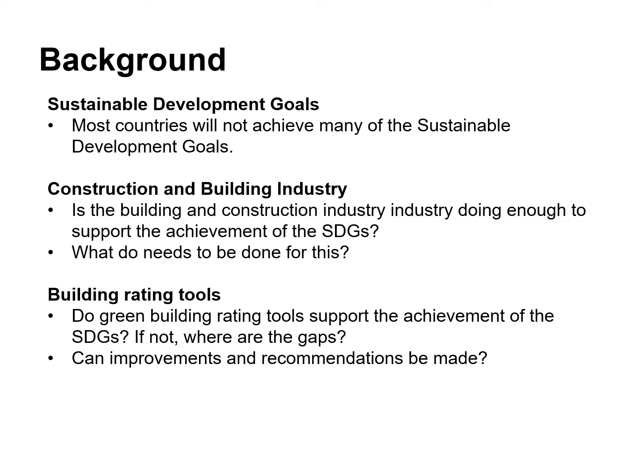As background to the paper, it's important to think about some of the global issues. The global issues are achieving the Sustainable Development Goals and also some of the climate change carbon emission targets. If we look at the Sustainable Development Goals, it's clear that many countries are not going to achieve them. We can also look at construction and the building industry, and again, it's clear that the Sustainable Development Goals haven't really been addressed. So we need to ask whether there's more that we should be doing.